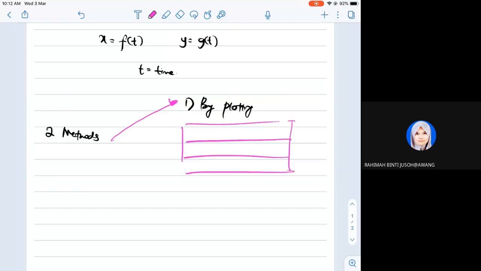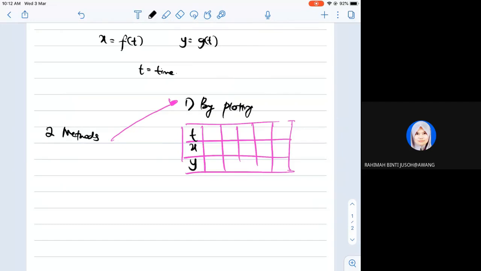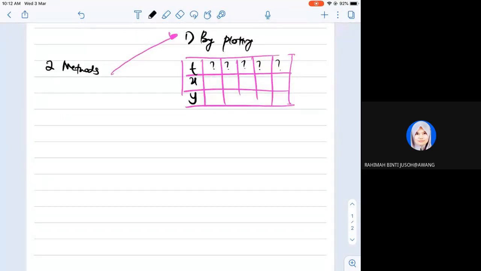Normally we will have 5 to 6 columns. So we will have t, x, and y. Then you have to fill in the values of t inside here, and substitute the values. Just use your calculator and calculate the values of x and y. As simple as that. By plotting I don't mind much, because it's like what we learned in school.